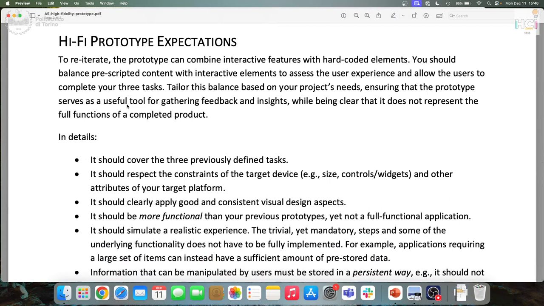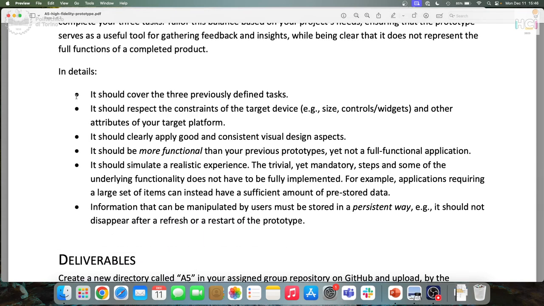And here there are some expectations about the high-fidelity prototype, so what it means to be high-fidelity prototype. I made some example here in the class. Here there is other examples, and we will discuss tomorrow. But most importantly, it should cover the three previously defined tasks, the simple, the medium, and the complex, as every prototype up to now, just those three. So it's a follow-up of the medium fidelity prototype. It should respect the constraint of the target device. So if it's a mobile application, it should look like and behave like a mobile application, etc.